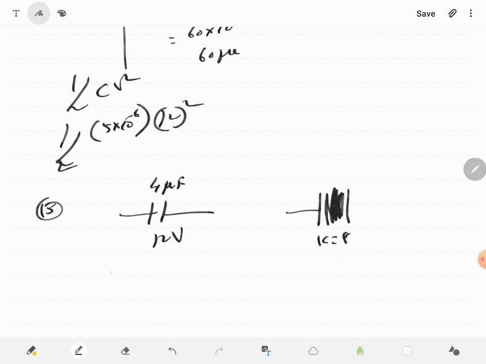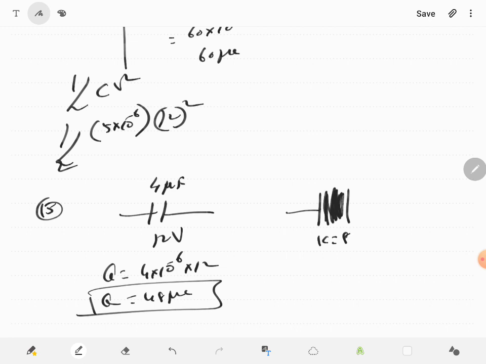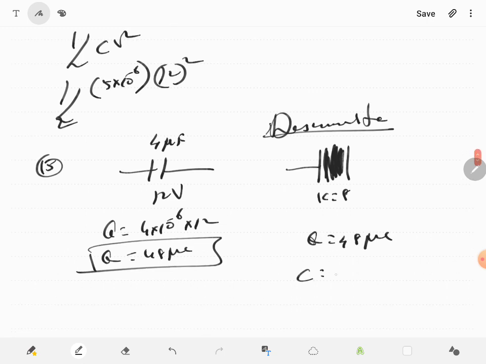So first, what is the initial charge? CV. So 4 into 10 to the power minus 6 into 12. 12 fours are 48 microcoulomb is the charge, because you already charged it to 12 volts. Now this is the initial charge. Now inserting a dielectric, but aren't you disconnecting? It's disconnected. Once it's disconnected, you know from the tabular column, the charge will remain the same, 48 microcoulomb. Only the capacitance will increase by 8 times, that is K times the original capacitance.